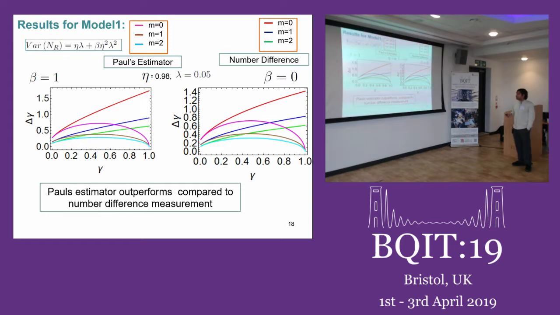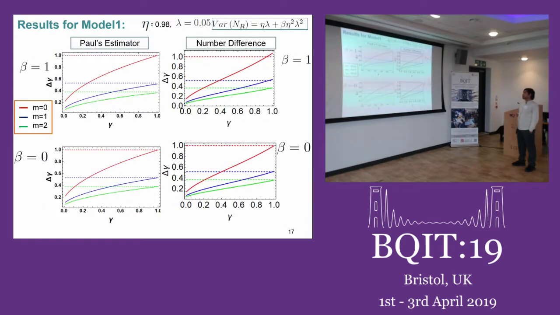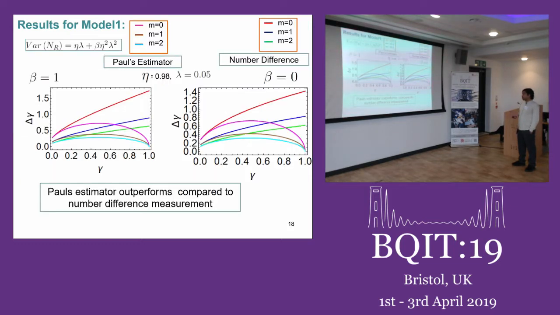So this is unnormalized uncertainty. In the previous slide, this was normalized with respect to the classical probe, but this is unnormalized. So as one can see, it's above 1. Here there is a comparison of the pulse estimator, which corresponds to this color, and the number difference, which corresponds to this color. Here it's clearly evident that the pulse estimator is better than the number difference measurement. This is for beta equal to 1 and beta equal to 0, and one can see there is not much difference also for the correlated Poissonian twin beam state.